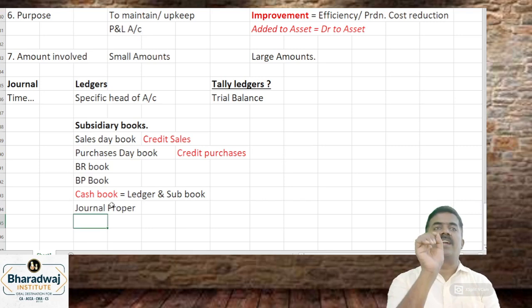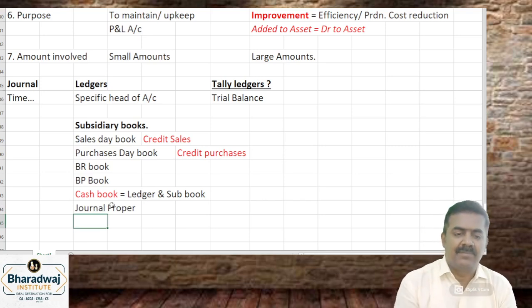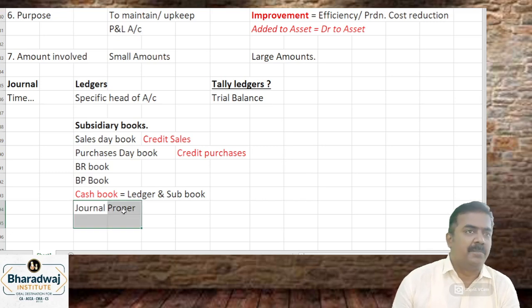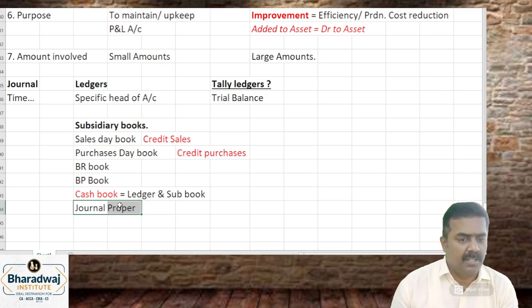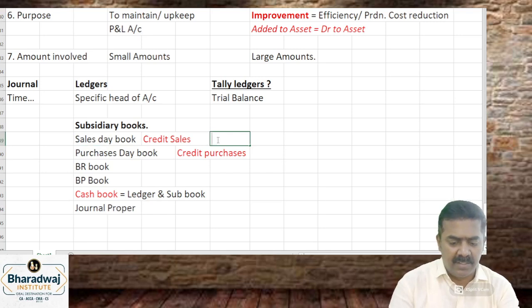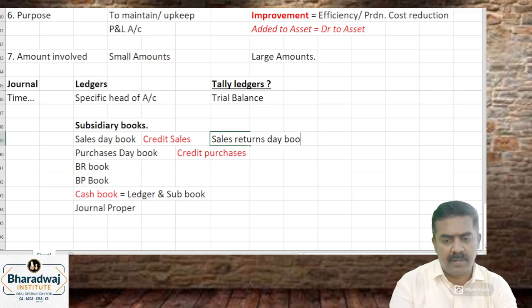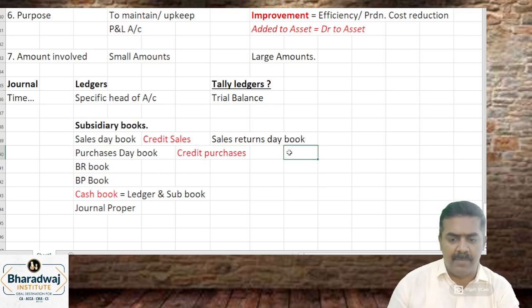Those transactions, general transactions will come in journal proper. For example, salary paid. It will come in which one? Journal proper. Depreciation on assets will come in journal proper. Interest on capital, interest on drawings will come in what? Journal proper. So sales day book மாதிரி இன்னொரு book இருக்கு. என்ன book அது? Sales returns day book. Purchase day book மாதிரி there will be a purchase returns day book.